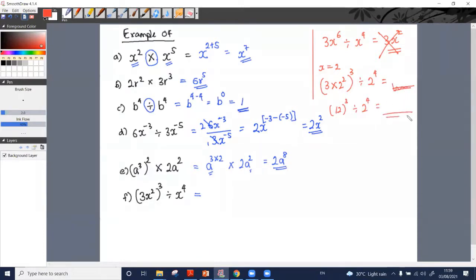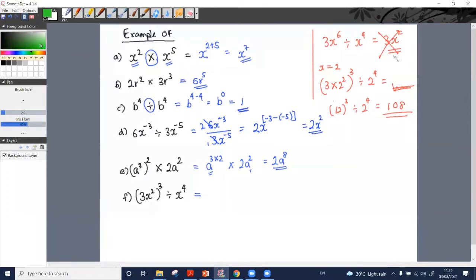So what should it be? 12 to the power 3 over 2 to the power 4. The correct answer should be 108. See whether you get the same answer by applying 2 instead of x. No, you won't.